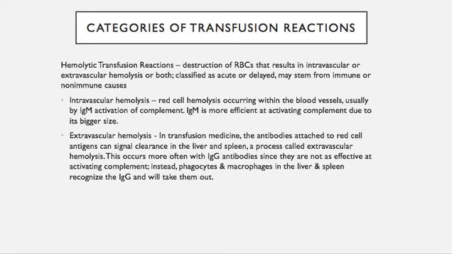And then extravascular hemolysis, so in transfusion medicine, the antibodies attached to red cell antigens can signal clearance in the liver and spleen. That process is called extravascular hemolysis. So this happens more with your IgG antibodies, since they're not as effective at activating complement because they're smaller. Instead, phagocytes and macrophages in the liver and spleen recognize that IgG and they're going to take them out.